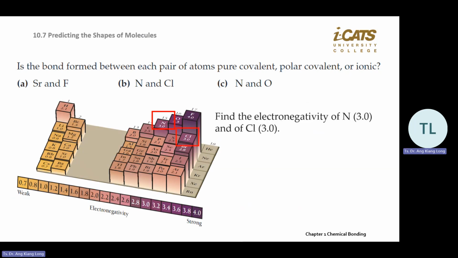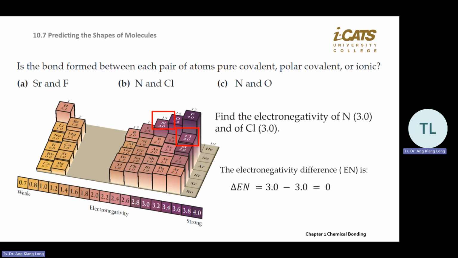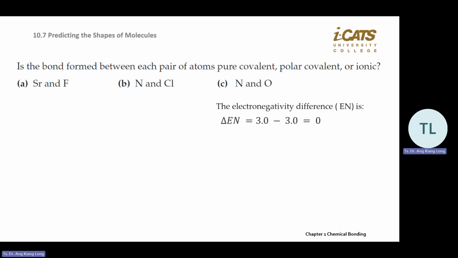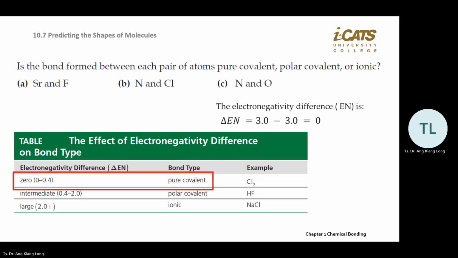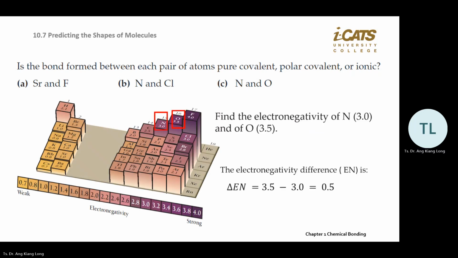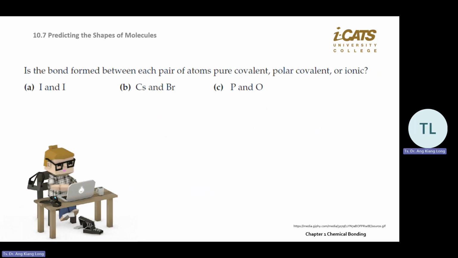Okay, so the rest I give you the answers. NCl is the same, 3 and 3, so the difference is 0, and 0 is non-polar covalent. N and O is also 0, so also the same, covalent. Okay. Is the bond formed between each pair of items pure covalent? This one is also the same. This is your homework.